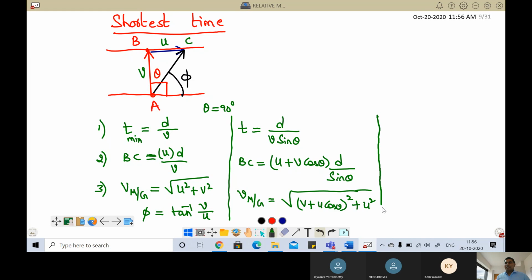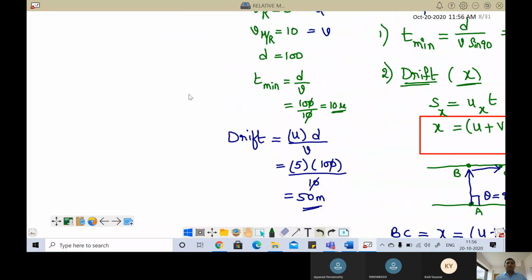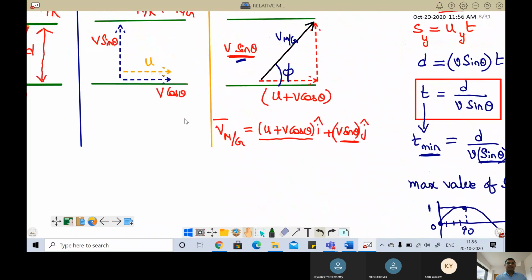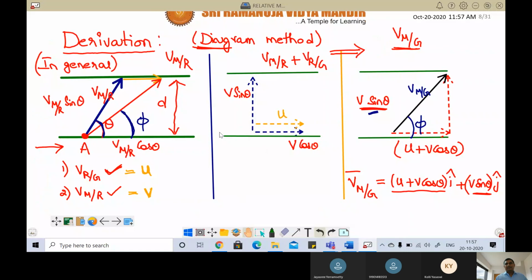Anyway, actually equations are very difficult to remember. That's why I told you this diagram method is easy, correct or not? If you can draw these two diagrams, is it easy or difficult? If you know how to draw this diagram, and then you're asked to calculate time or drift, everything is there in this diagram. Is it clear?